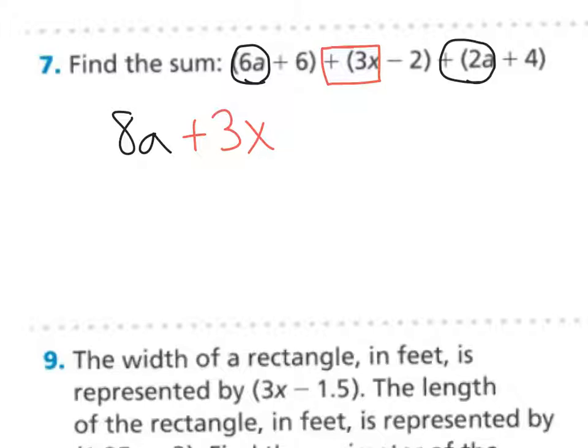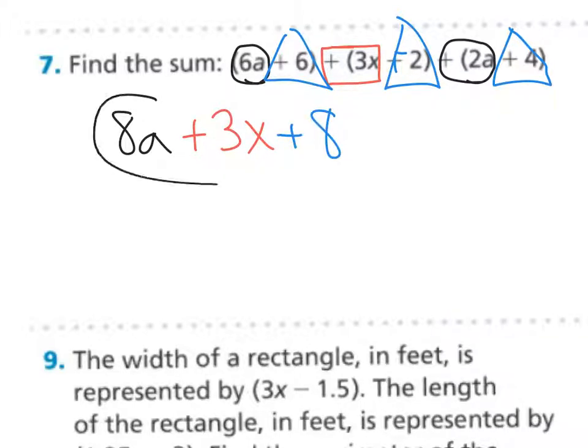Then we've got constants. The -2, you may want to add the opposite there. 6 plus 4 is 10, plus -2 would be 8. So 8a plus 3x plus 8, or if you had that in a different order for number 7.